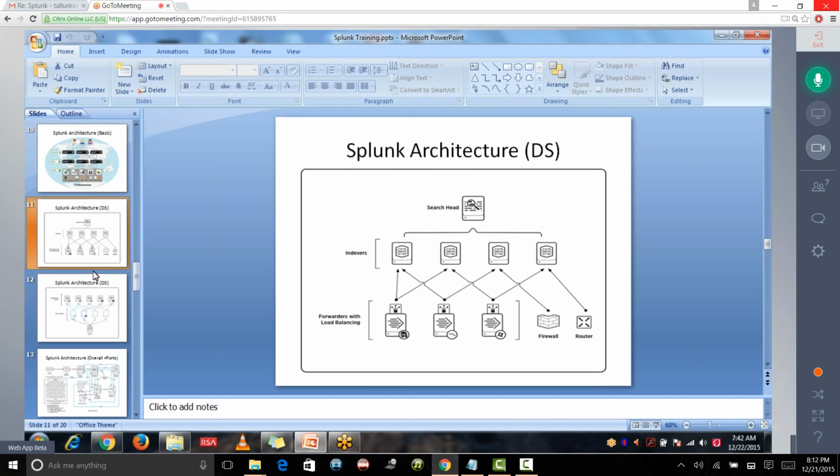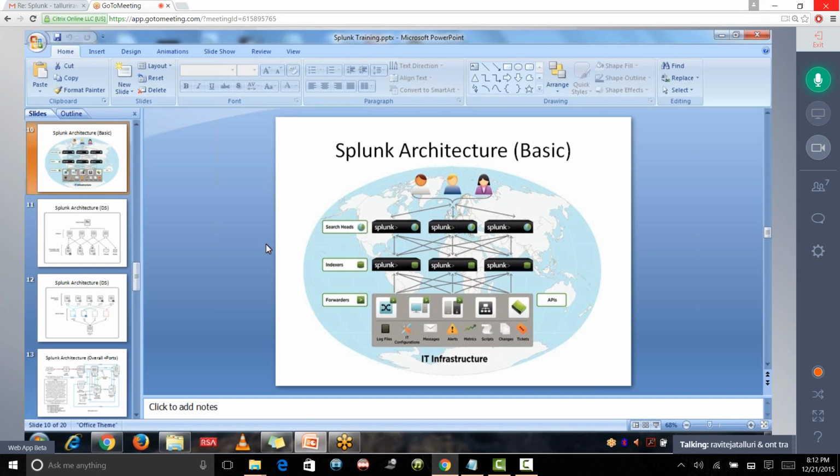Now in Splunk, that's much better. These are the systems: the log files, API configuration, messages, alerts. All those systems send the data. The OS can be anything, it is OS independent. You don't have to bother about this infrastructure right now, but I'm telling you so that at least you know how the data is pushed into Splunk. All these systems create log files and send them to the indexers.